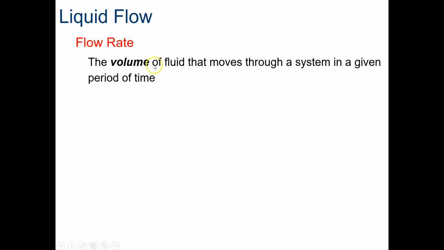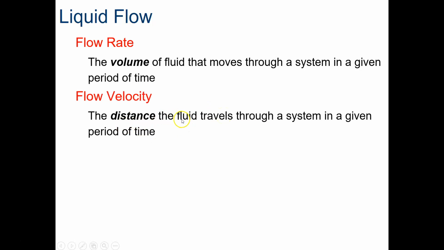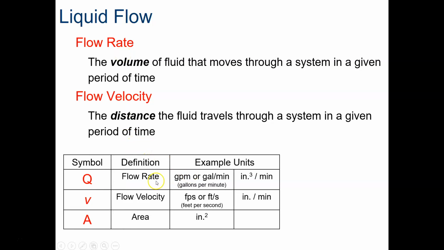Alright, liquid flow. So we've got flow rate, which is the volume of fluid that moves through a system in a given period of time. The flow velocity is the distance the fluid travels in a given period of time. So we take the distance divided by the amount of time it takes to travel that distance, and that gives us our flow velocity. Okay, and then here are some units. Flow rate, which we're going to represent with Q, is in gallons per minute. Flow velocity is in feet per second, and the area is in square inches here.